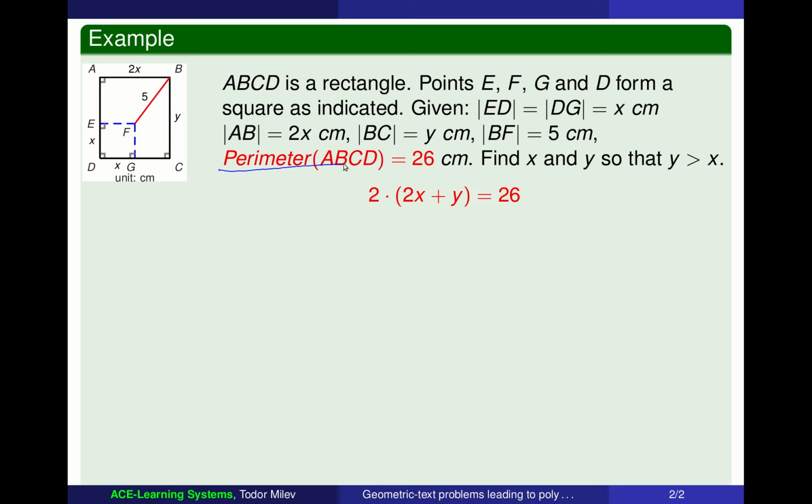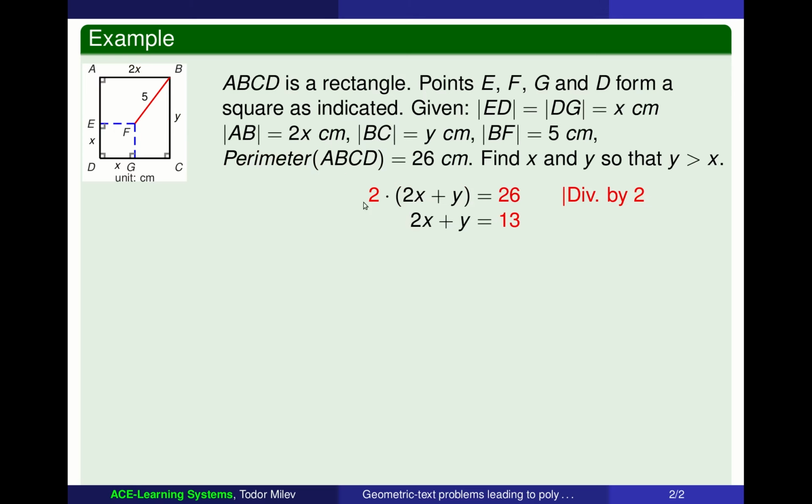We have that the perimeter of the rectangle is 26 centimeters. But the perimeter of a rectangle, that's my rectangle, is of course 2 times the width plus the height. And the width happens to be 2x, because that was given to us, and the height happens to be y, that was given to us too. Here's the height.